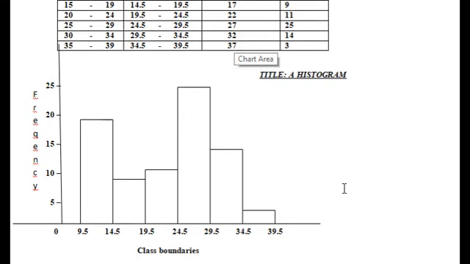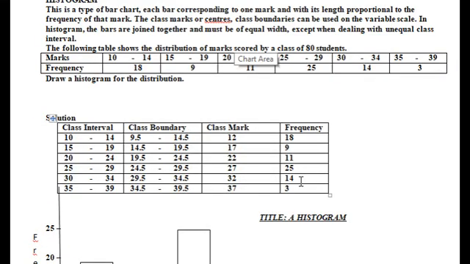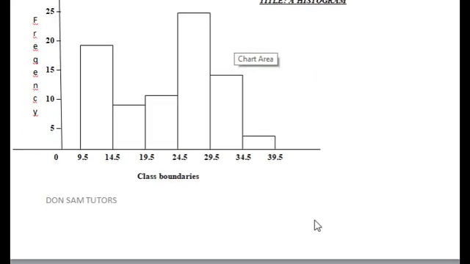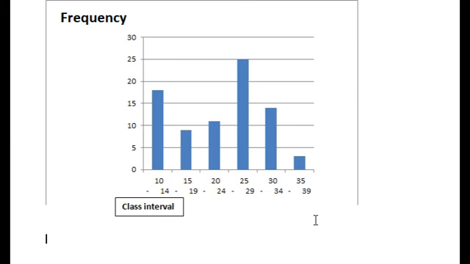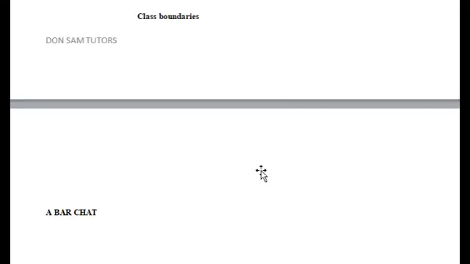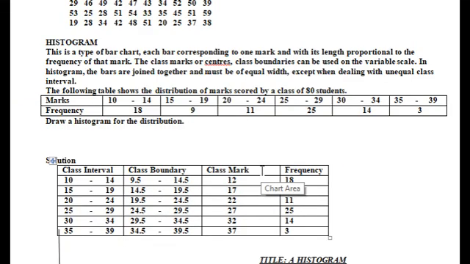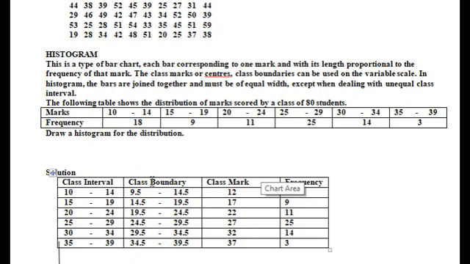Don't forget, for the histogram, the vertical axis is labeled frequency, while the horizontal axis is labeled class boundary. Then you give us the title, the histogram, and also the scale that you use in your graph book. If you are asked to plot a bar chart, it is the same method, but here you don't need class boundary. All you need is just the class interval. As the question said, plot a bar chart. What you are given is enough. You have the class interval and the frequency. Just plot the class interval against frequency and you are done.